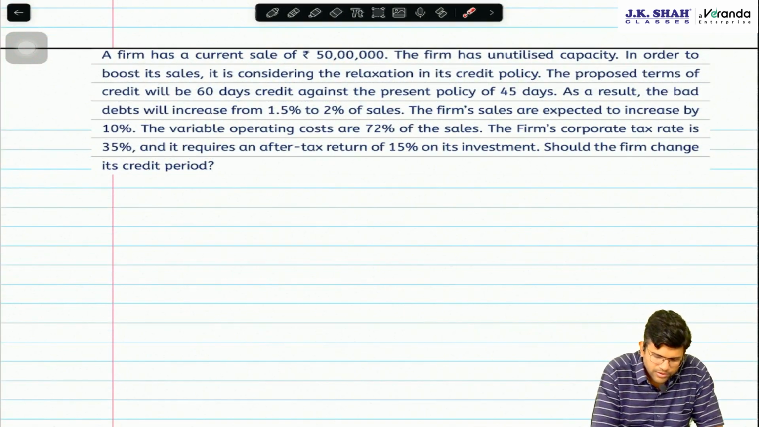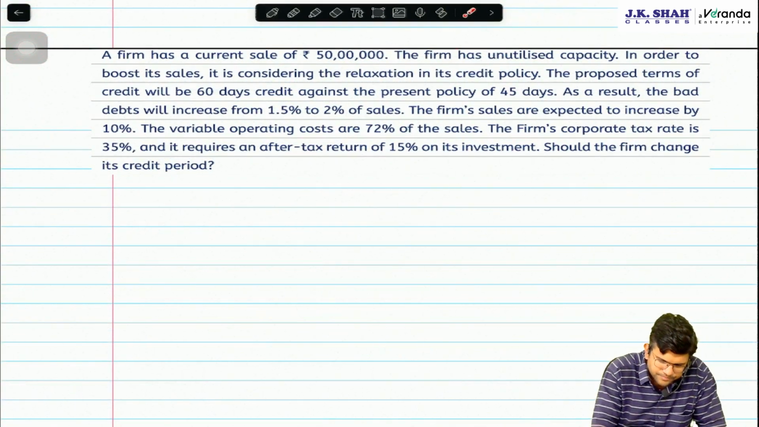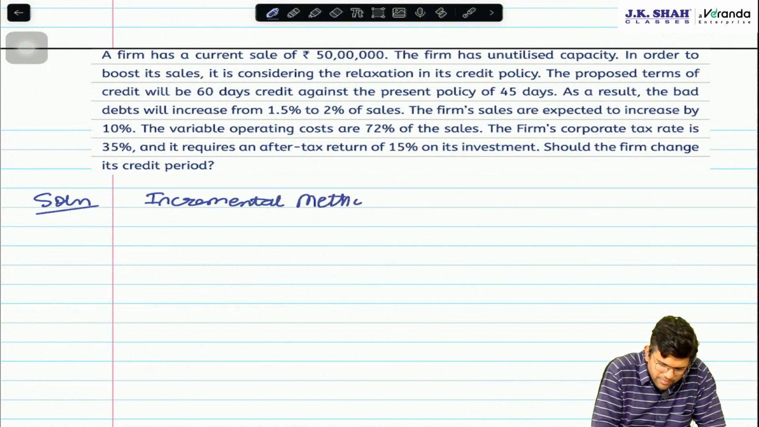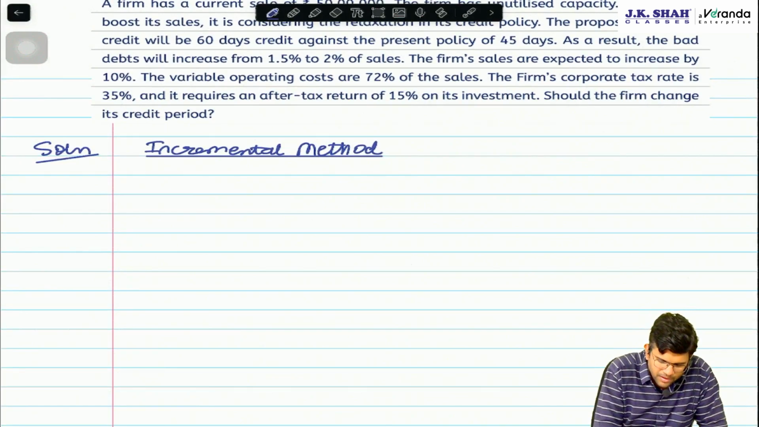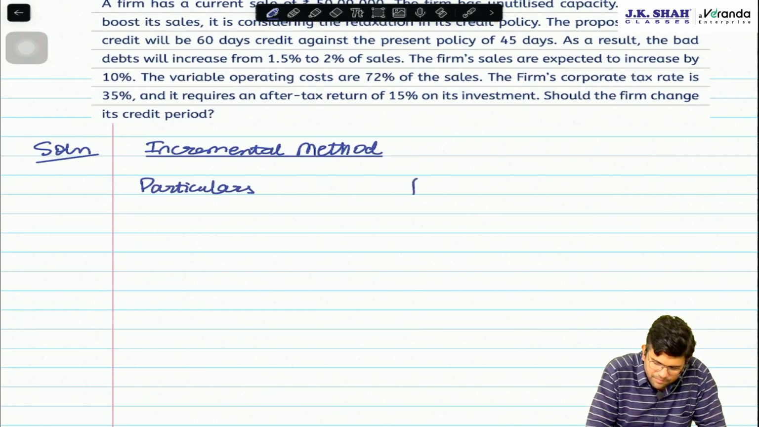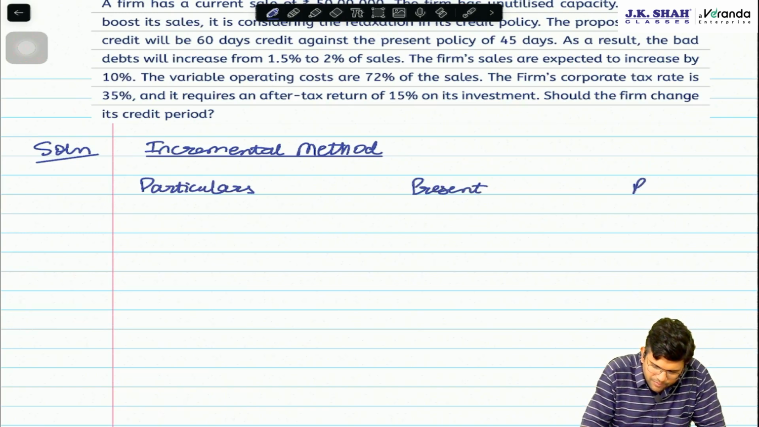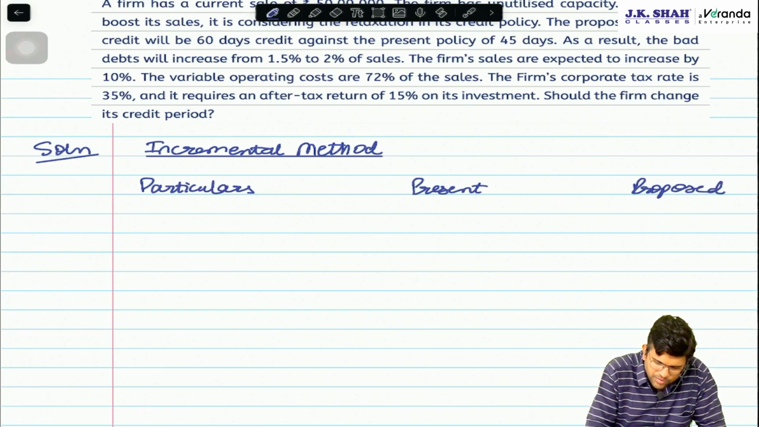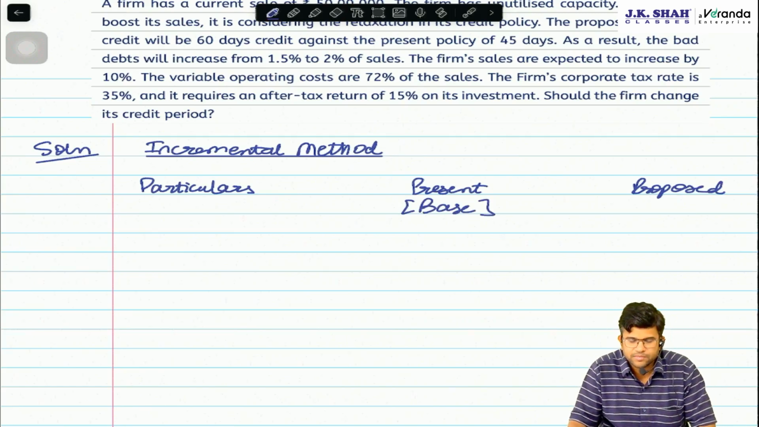So let's start. Okay students, so I'll write here solution, and I'll write here incremental method. Now please understand this, how to do it. We'll write particulars. Now we will write present and we will write proposed. Now the present policy we will consider as the base policy. You will understand slowly, just be with me. Present policy will be considered as the base policy.